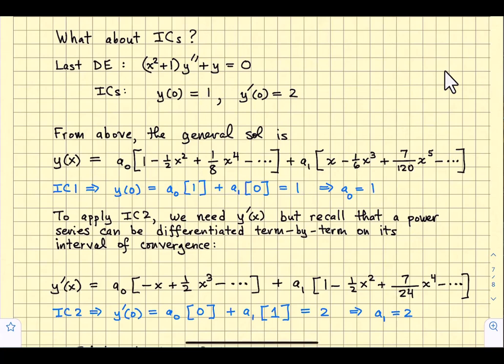On the other hand, to apply the second initial condition, I need to take the derivative and then evaluate it at 0. But recall from your calculus theory that a power series can be differentiated term by term. So I could just take the derivative term by term of this. Take the derivative of each term, that's what I've done here. Take the derivative of each term, that's what I've done here. Evaluate this at x equals 0. Notice all of these 0 out. Evaluate all of these at x equals 0. All of these 0 out except for this 1. And so we get that A0 times 0 plus A1 times 1 is 2. That forces A1 to be 2.